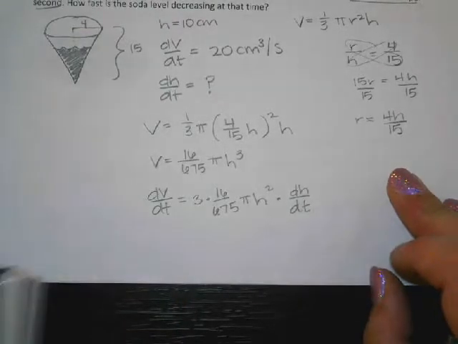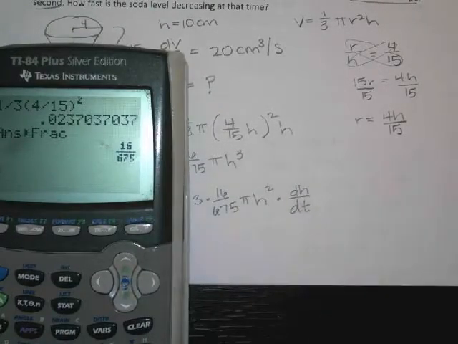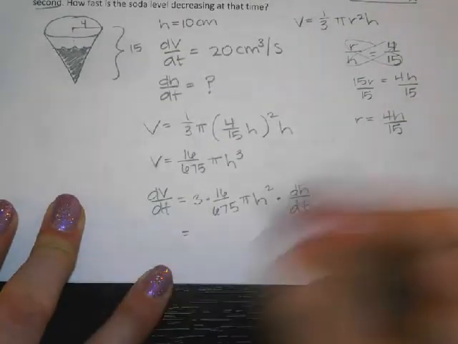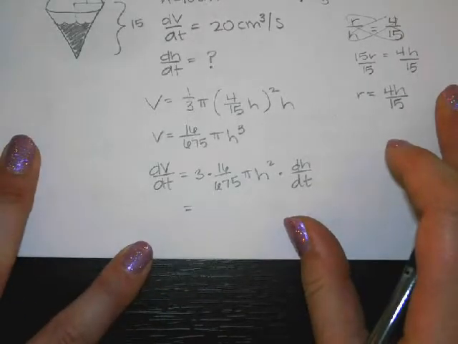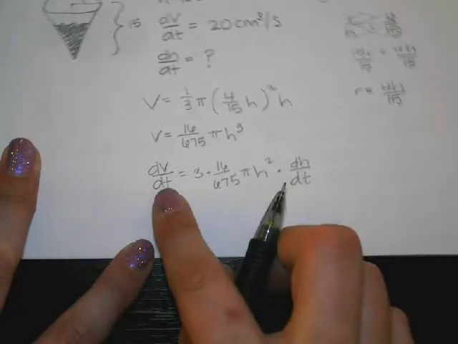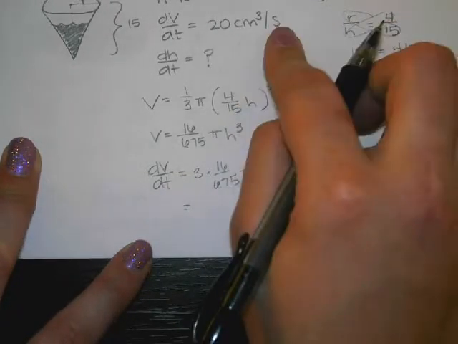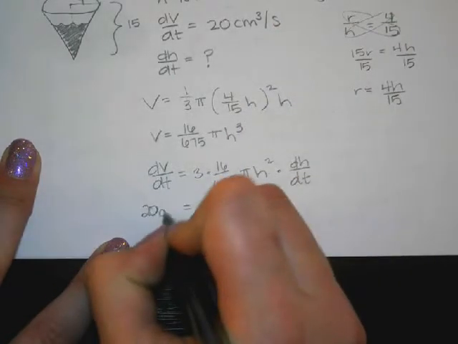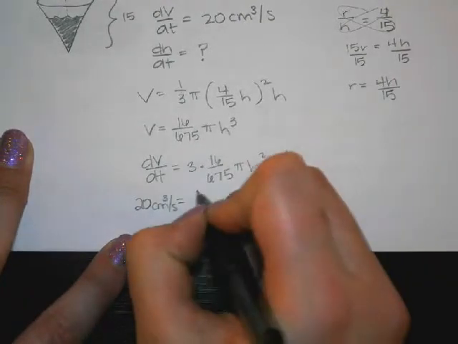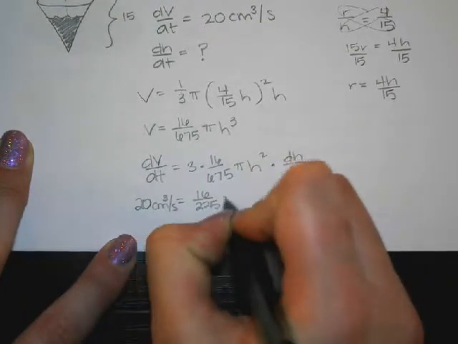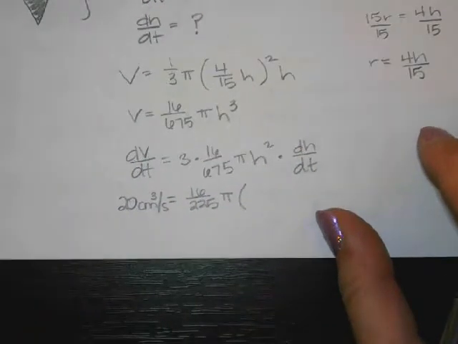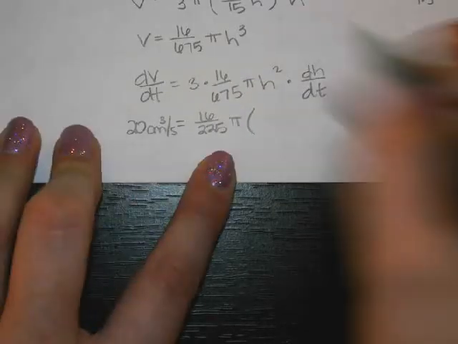So I'm going to go ahead and take that fraction and just multiply it by 3 and see what I get. 16 over 225. Okay, so I'm going to plug all my numbers in with that new fraction that I simplified. dV/dt I know is 20 centimeters per second, so I'm going to write 20 centimeters cubed per second equals 16 over 225 pi times, and what am I plugging in for h? 10 centimeters, right? I'm going to put my units in there.